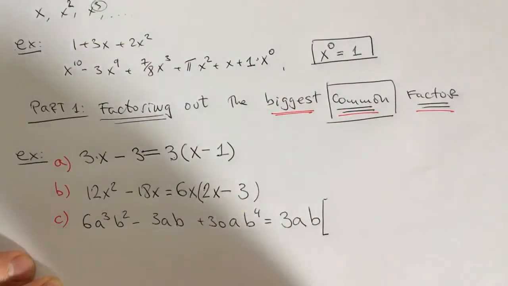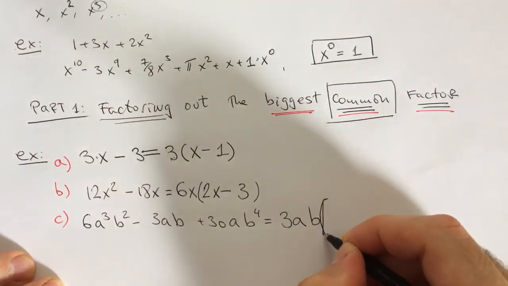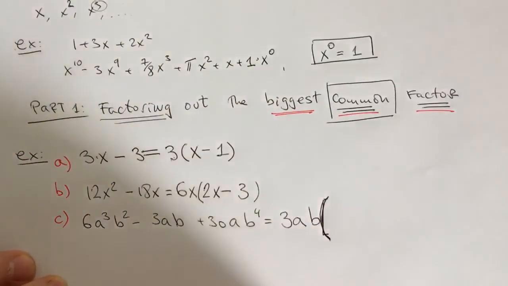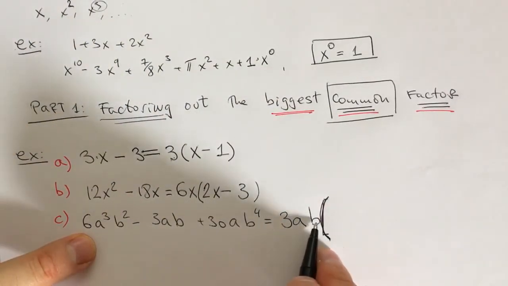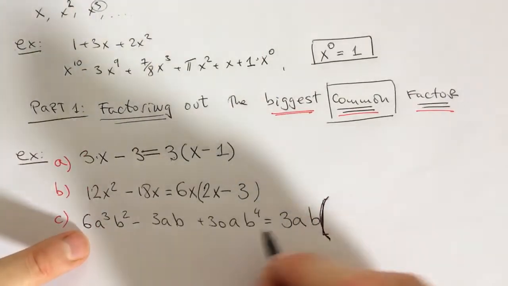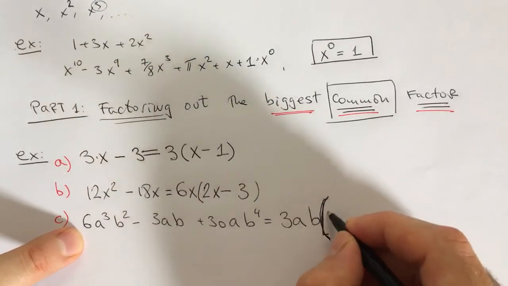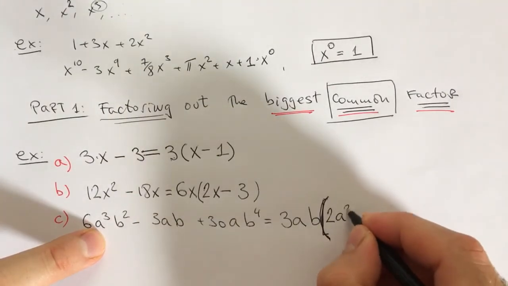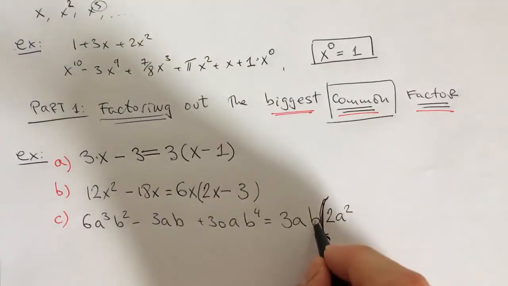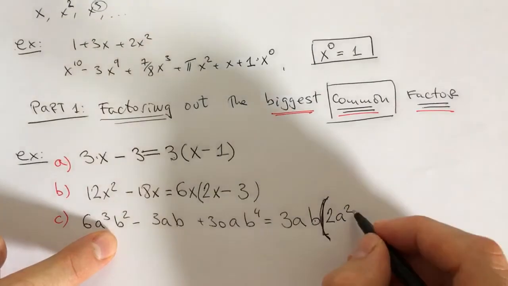And then again, I open parentheses. You can open parentheses or square brackets, that actually is not going to change anything. With what do I have to multiply 3ab to get 6a cubed b squared? Well, first, in order from 3 to get to 6, I need to multiply it by 2. Then with what do I need to multiply a to get a cubed? That's a squared. And with what do I need to multiply b to get b squared?